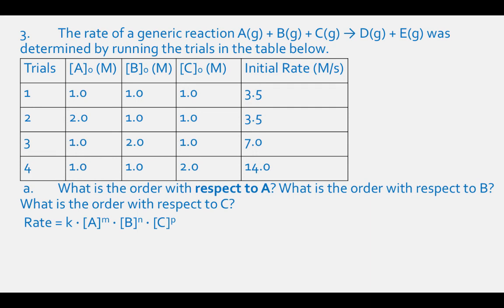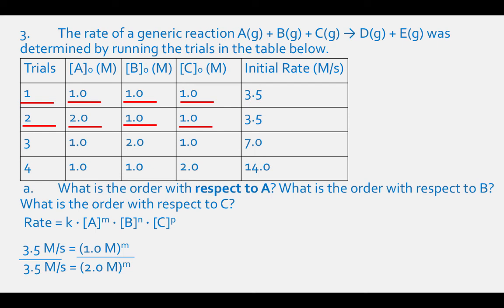To find the order of the reaction with respect to reactant A, use two trials where the concentrations of B and C are constant and only A is changing. This is trials 1 and 2. Then take one rate equation divided by the other rate equation. We will then have 3.5 molar per second divided by 3.5 molar per second equals 1.0 molar divided by 2.0 molar raised to the m power.